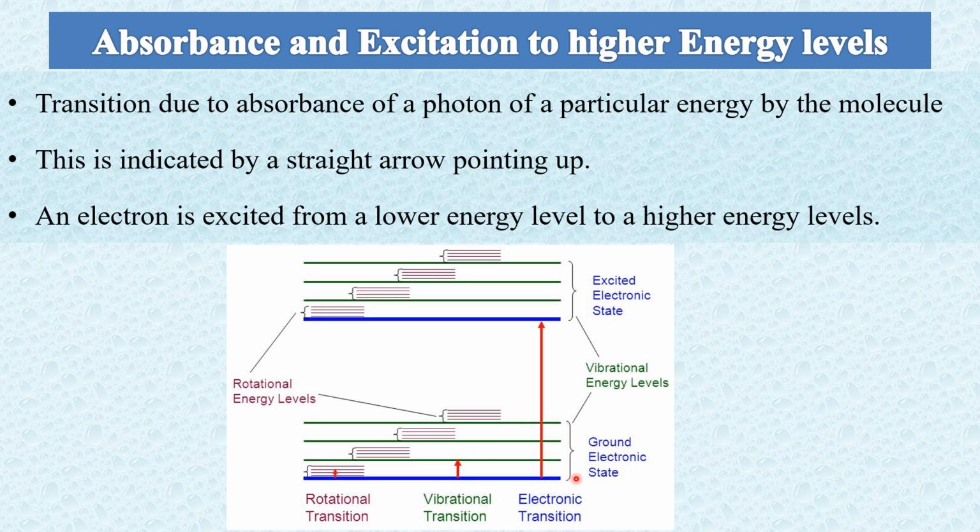An electronic energy level further consists of various vibrational energy levels, which are shown by these green lines. A vibrational energy level further consists of different rotational energy levels. So here is the ground state electronic energy level. It has various vibrational energy levels, and each vibrational energy level has various rotational energy levels.